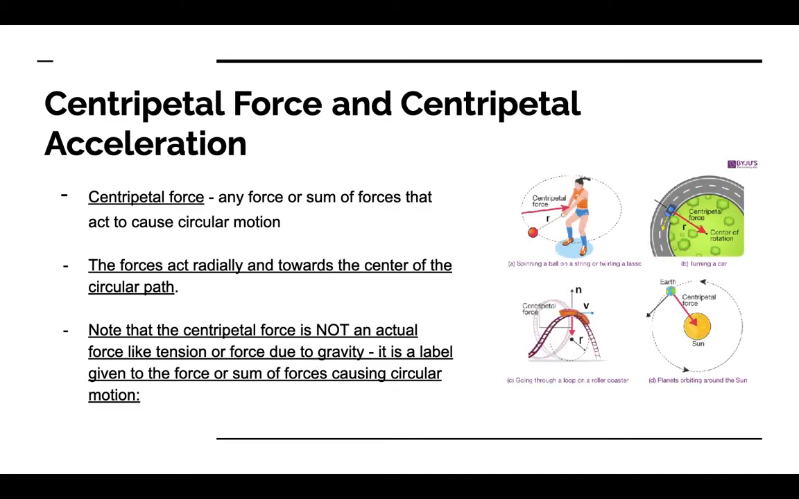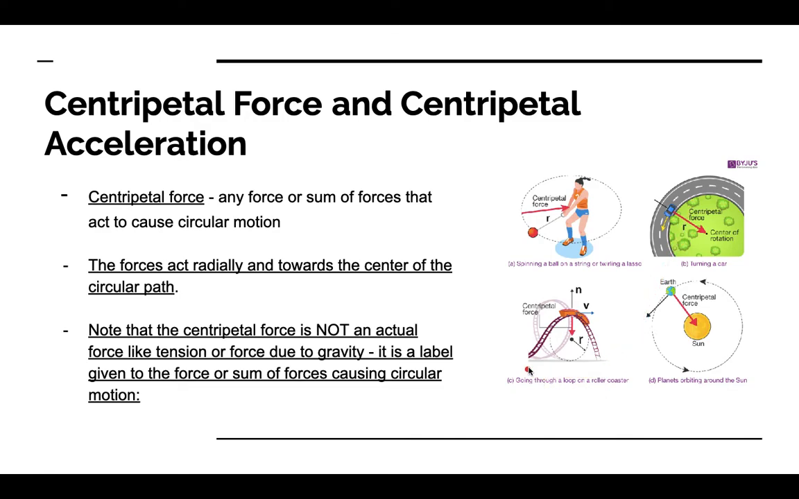So for example, okay, in example A right here, if we have a ball that's swinging on a string, the orbit in circular motion is caused by the tension. So the tension is what acts as our centripetal force here. In case B, if we have a person or a car that's turning on a road, the force due to friction between the road and tires is responsible for the car turning and going in a circular path. So the centripetal force in this case is supplied by the force due to friction.